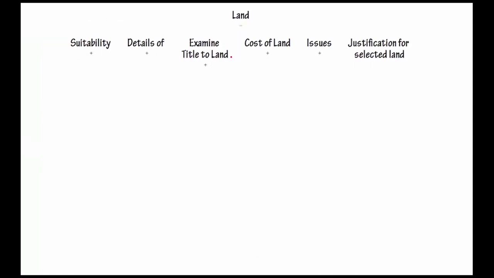In the previous session, we have seen the split up of cost of project and means of finance. In the cost of project, the first one was land. So in this session, we are going to discuss cost of land and various aspects related to that. Right. So you will be mentioning the land amount, but you have to give a write up about land on various aspects. To start with, suitability.